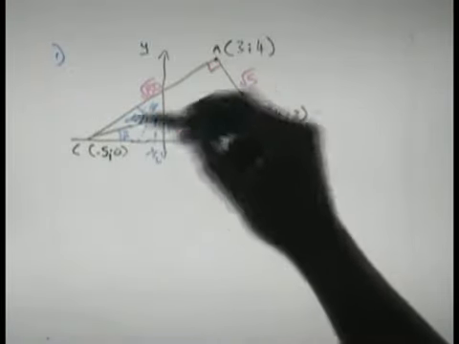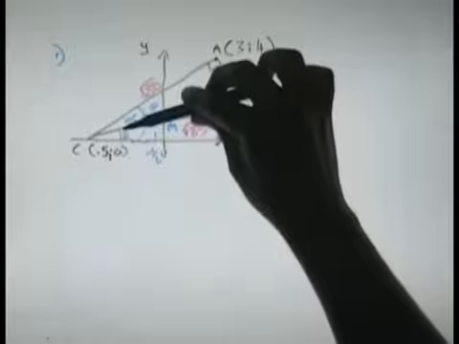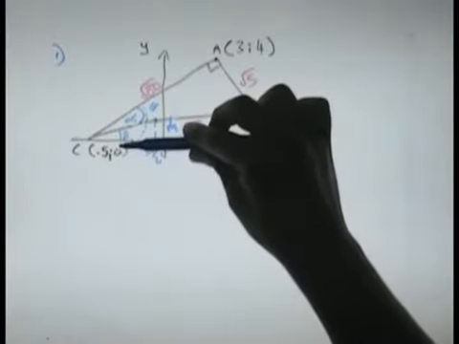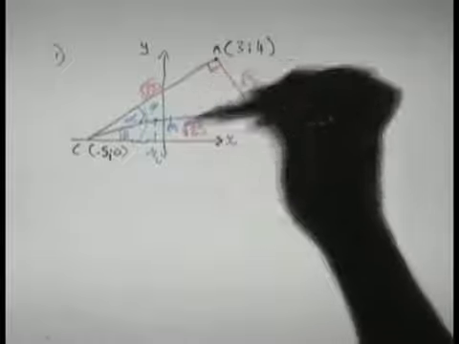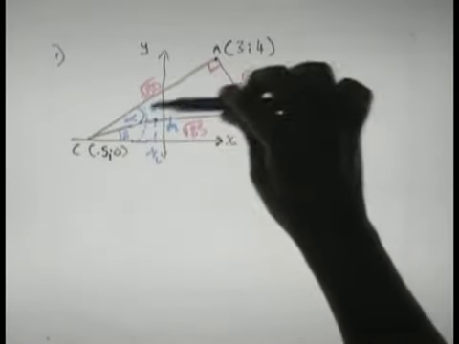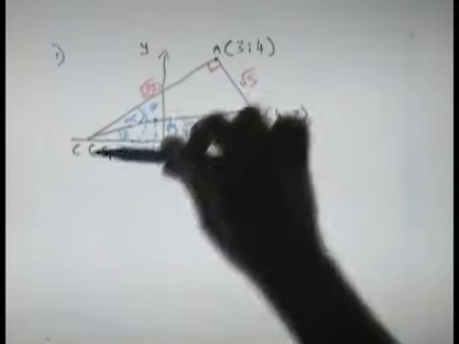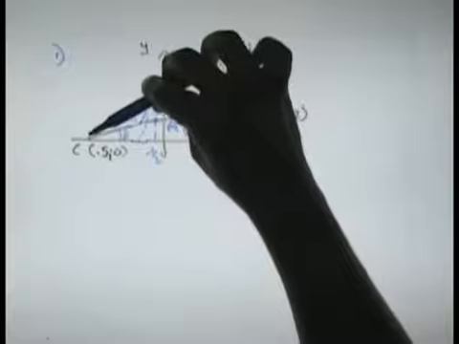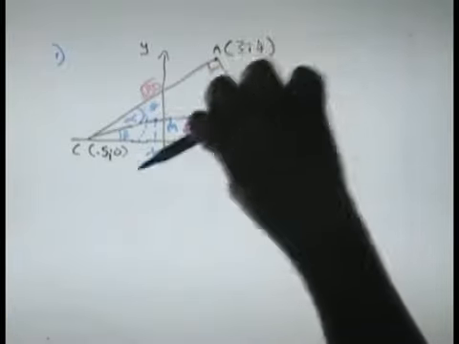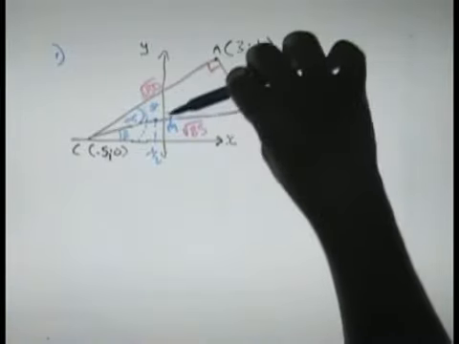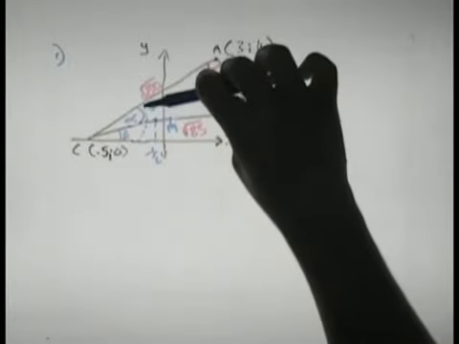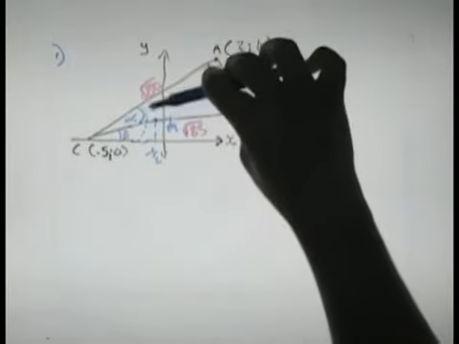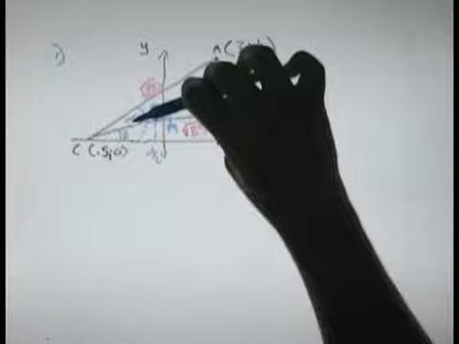Now beta is the angle from the horizontal up till BC. That is beta, and the angle theta is from the horizontal all the way up to AC. Both of those angles can be calculated using gradient. If I subtract the small one from the big one, won't I be left with alpha?